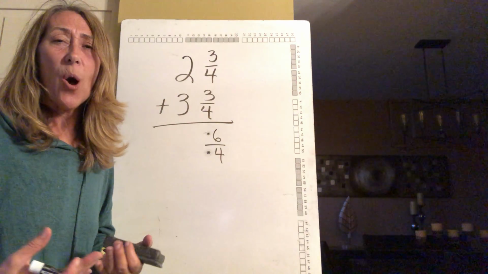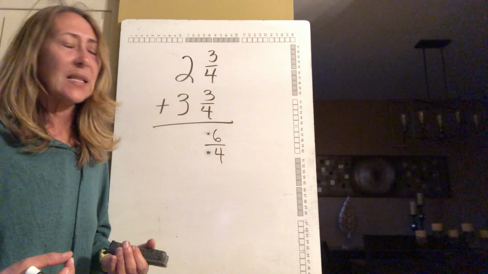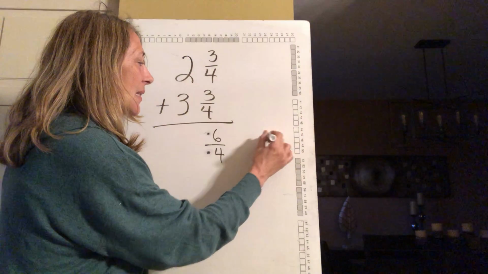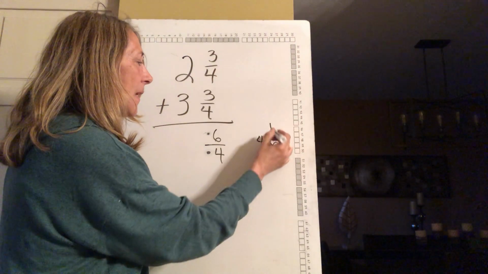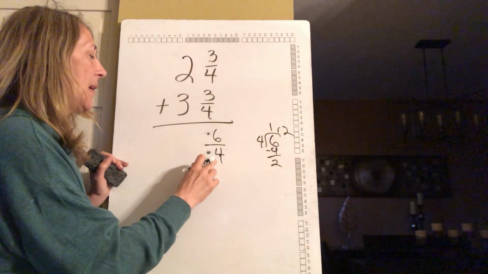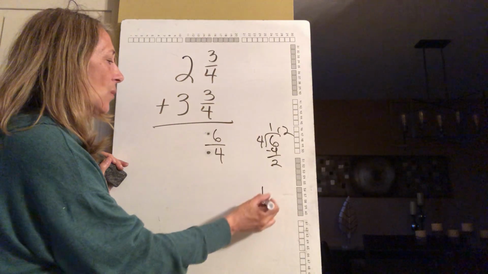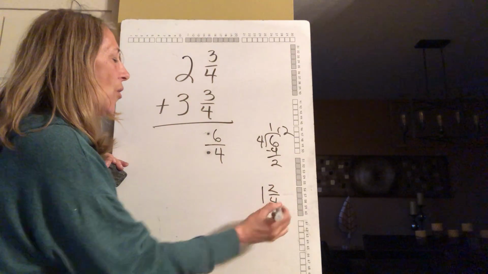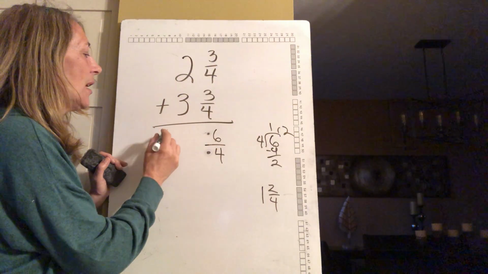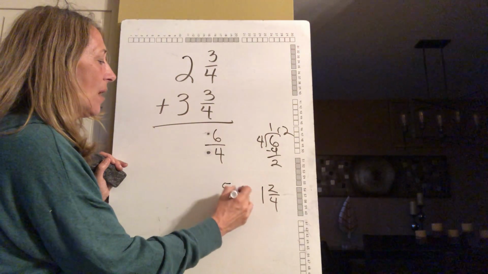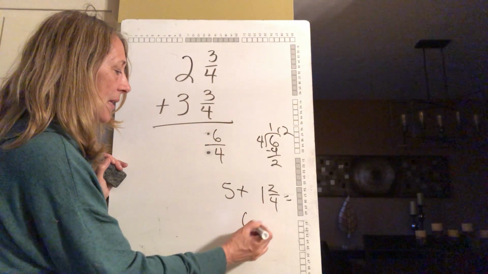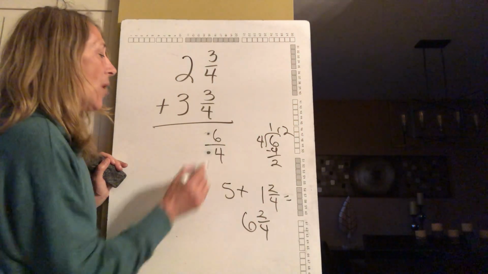That's more than a whole. I only need 4 pieces to make a whole. I have 6. So I could do 6 divided by 4. That's 1. Remainder 2. That means 6/4 equals 1 2/4. So I could add my 2 and my 3 and make it 5 plus 1 2/4, and then it would be 6 2/4.